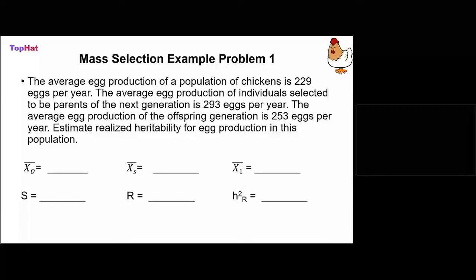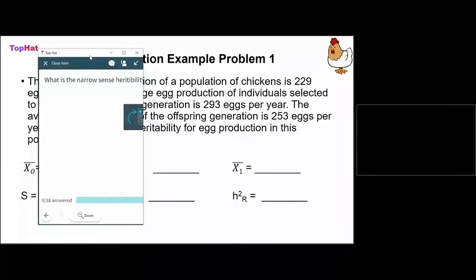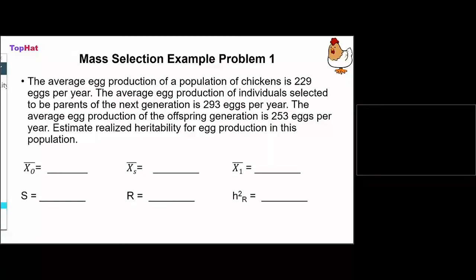So what is the heritability, the realized heritability, or the narrow sense heritability in this population? So that's what the question is asking. I'll leave it off the screen so you can see the text.